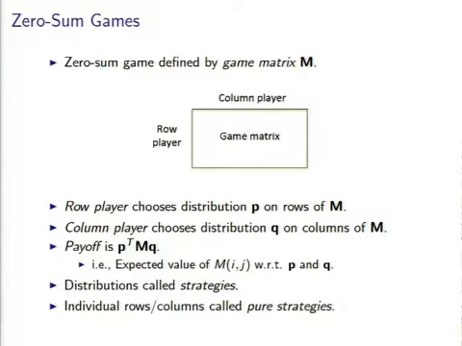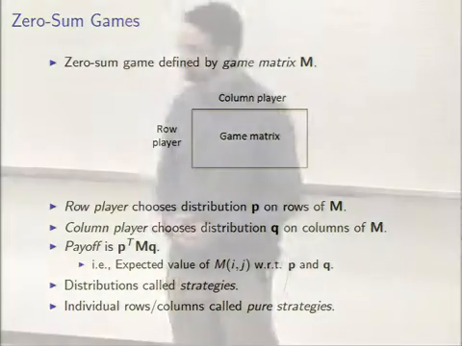So let me more formally define what exactly a zero-sum game is. Every zero-sum game is defined by a matrix called the game matrix. And there are two players called the row player and the column player. And the game proceeds as follows. The row player chooses a distribution P on the rows of the matrix. The column player chooses a distribution Q on the columns of the matrix. And the payoff of the game is just the expected value of an entry of the matrix with respect to the row and column distributions that the two players selected. And that's the end of the game.